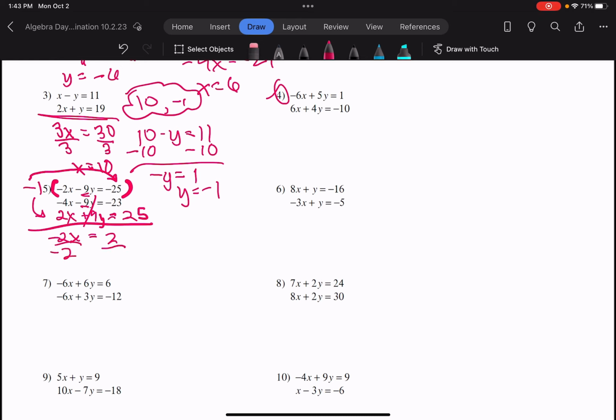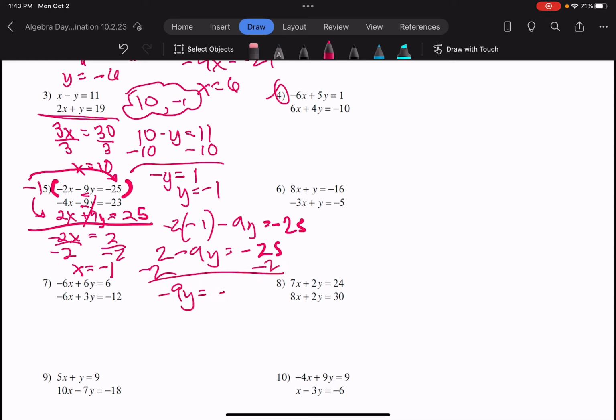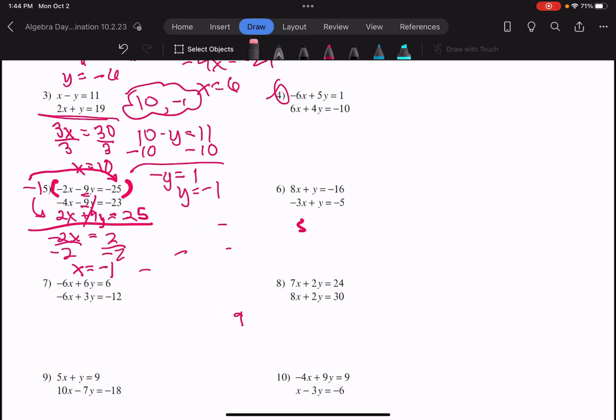Divide both sides by negative 2. We get x equals negative 1. And now you can plug that back in for y, or for x to solve for y. So negative 2 times negative 1 minus 9y equals negative 25. 2 minus 9y equals negative 25. I'm going to subtract 2 from both sides. We'll get negative 9y equals negative 27. Divide both sides by negative 9. Y equals 3. Okay? So modeling number 5 for you, that's what you're going to get for 5.